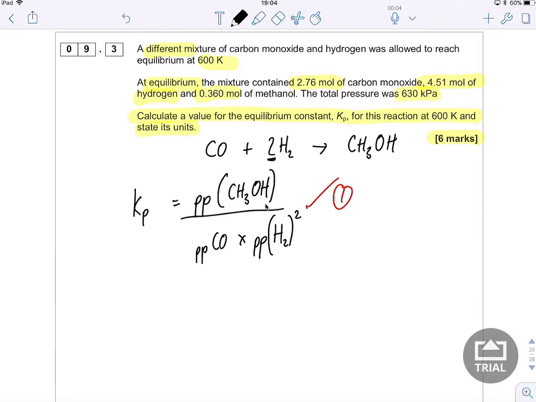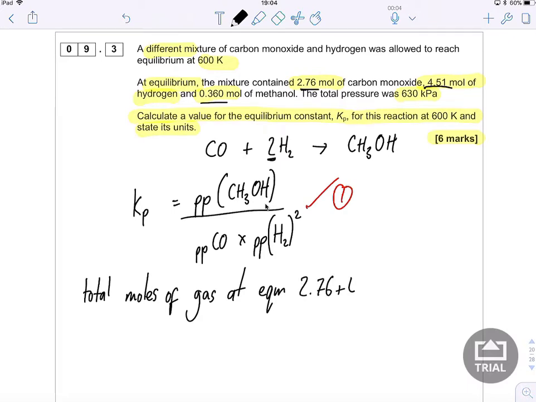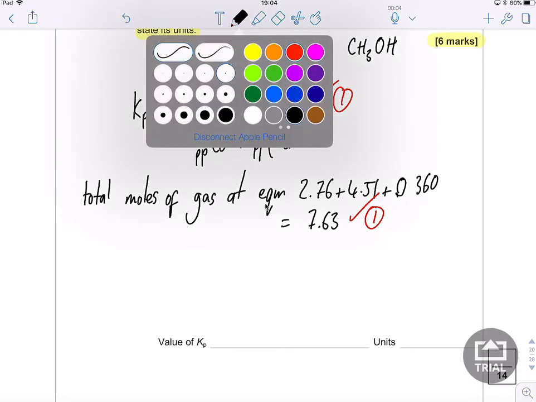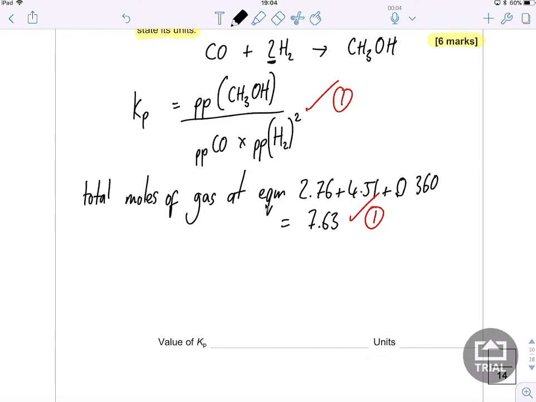What I'm then going to do is I'm going to work out the total moles of gas at equilibrium. So this is given from these 3 numbers up here, 2.76, add 4.51, add 0.360, gets me 7.63 moles of gas. And again, I'd get 1 mark for that. So I've got 2/3 of the marks just for writing an expression and adding up the number of moles of gas that I'm going to use. Then what I would do, once I've got the total moles of gas, I've got the total pressure, I can work out the mole fraction for each of my gases in my equilibrium mixture, and I can work out the partial pressure exerted by those gases.